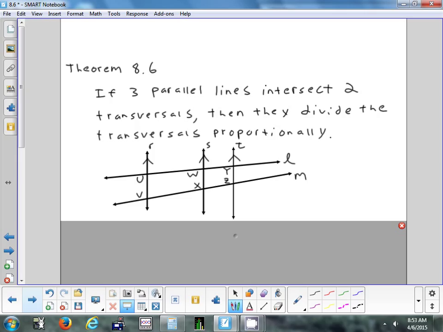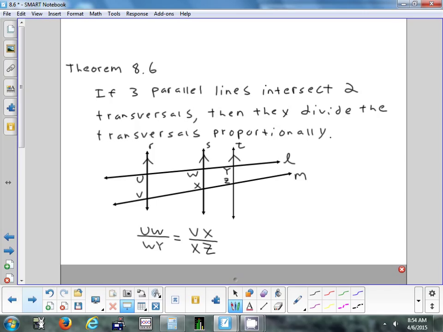R, S, and T are parallel. Three parallel lines cut by two transversals, L and M. What we're saying is that UW over WY equals VX over XZ. Kind of looks like what we did before. Kind of feels the same way a little bit, where you pick a segment over the segment next to it, pick a segment over the segment next to it.